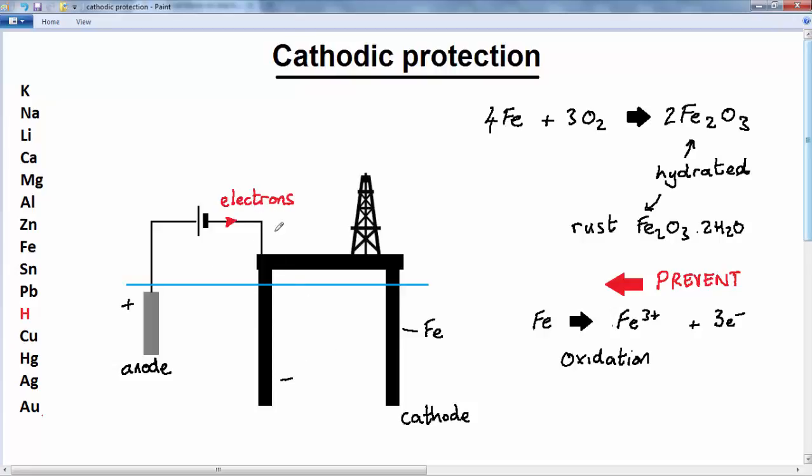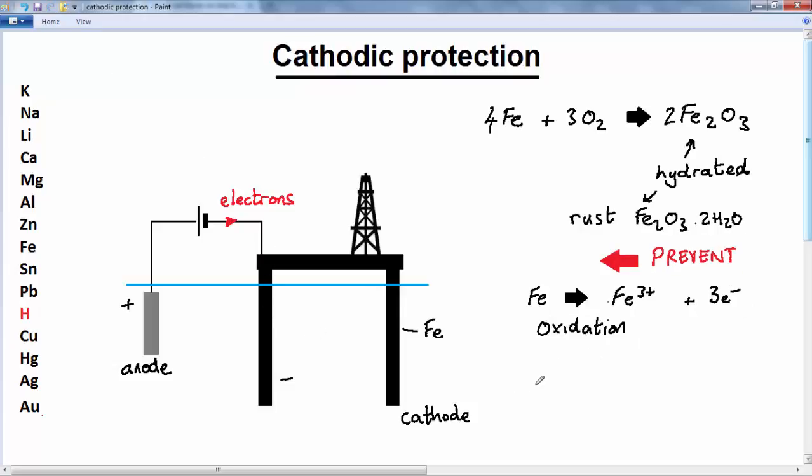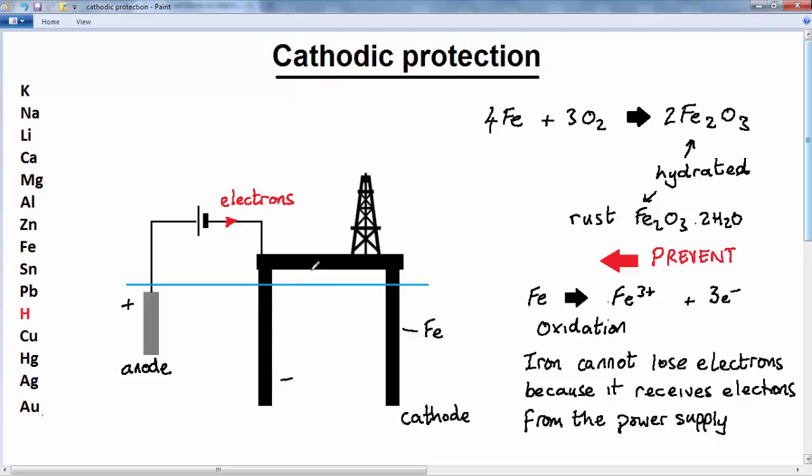And because these electrons are being pushed onto the oil rig by the power supply, the iron in the oil rig is unable to lose electrons because it's receiving electrons from the power supply. So we can say that the iron cannot be oxidized because it cannot lose electrons, as this half reaction demands, because it's receiving electrons from the power supply. Okay, so effectively what we've got here is electrolysis.